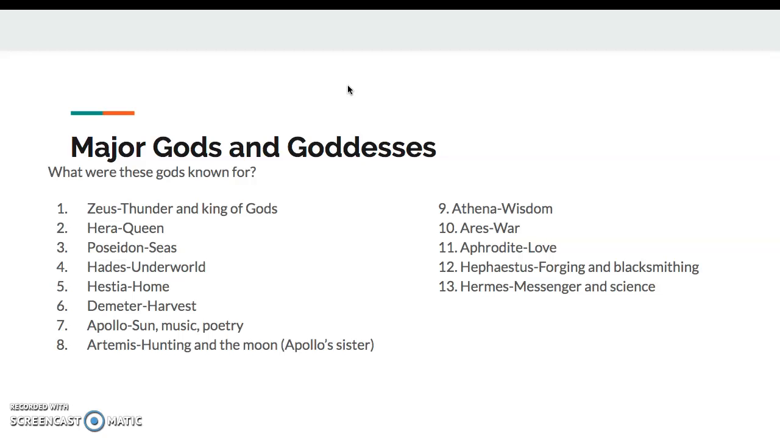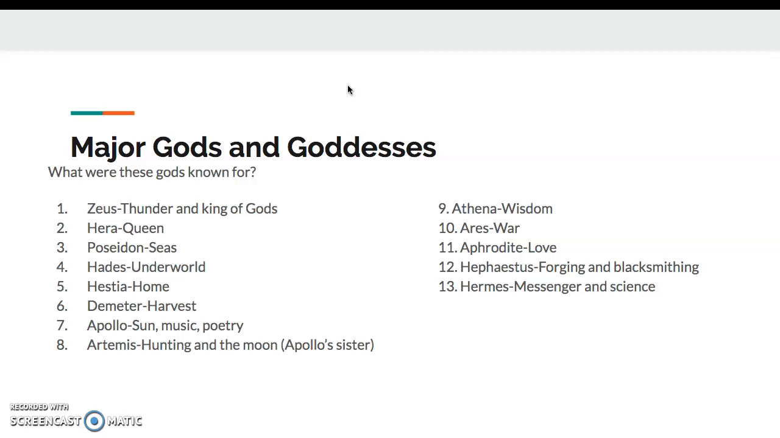Hestia is the goddess of the hearth and home. Demeter is the god of the harvest. Apollo does a lot of different things. A sun god, god of music, god of poetry. Artemis is Apollo's sister, and she's the god of the moon, naturally. Sun and moon kind of go together. And of hunting. Athena is the goddess of wisdom. Ares is the god of war. Aphrodite is the goddess of love. Hephaestus is the god of forging and blacksmithing, and Hermes is the messenger and science god.